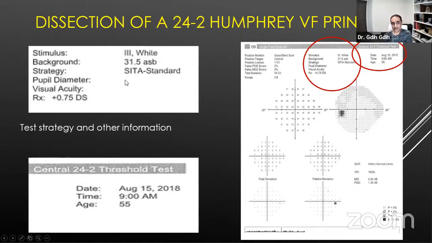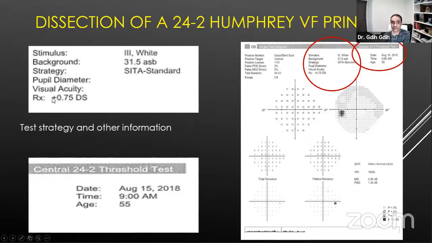Pupil diameter, it's not recorded here, but it's something that can be recorded. Visual acuity is also important, because with a visual acuity of 20/200 or worse, you're not going to get good visual field results, because you do need visual acuity, obviously, to be able to conduct the test. In this situation, you can change the stimulus size and make it bigger.